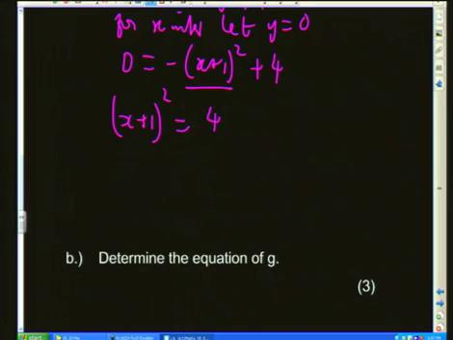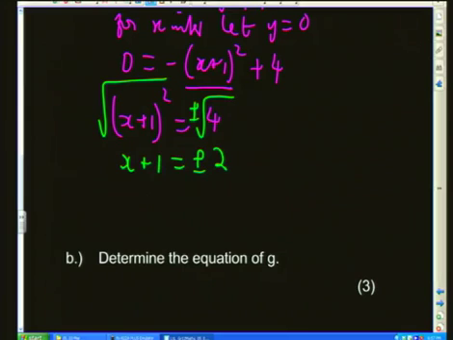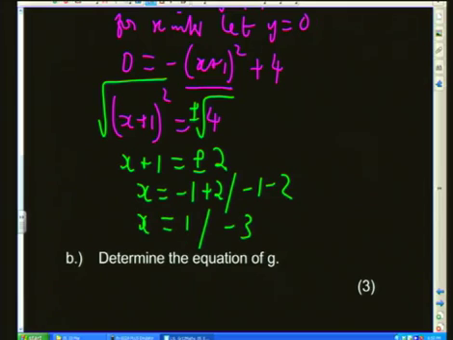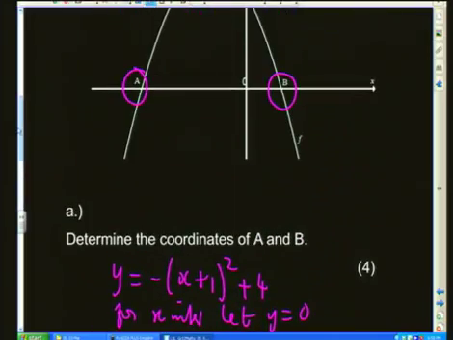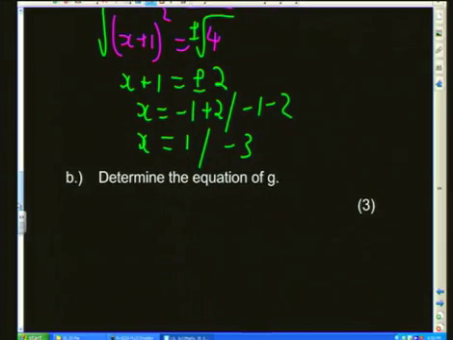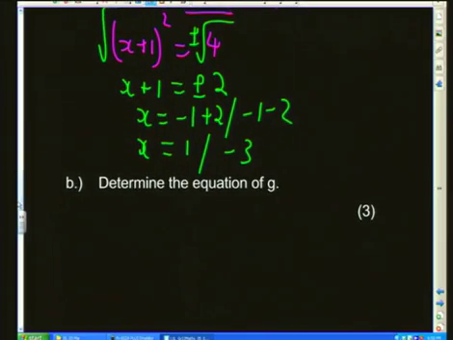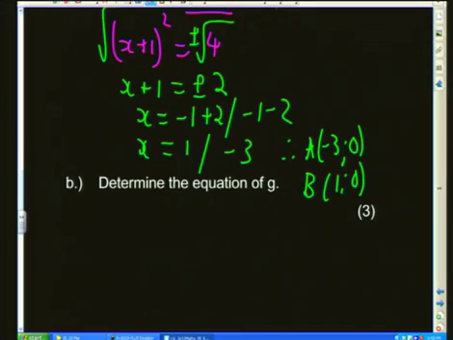Now I will square root on both sides, so this is plus or minus. Remember, if you introduce the square root yourself, so you get x plus 1 is plus or minus 2. Then you get x is minus 1 plus 2, or minus 1 minus 2. Then you get x is 1 or negative 3. So therefore, the coordinates of a and b, remember a is on the negative side of the x-axis and b is on the positive side. So therefore, a is (negative 3, 0) and b is (1, 0). So those are your x-intercepts.